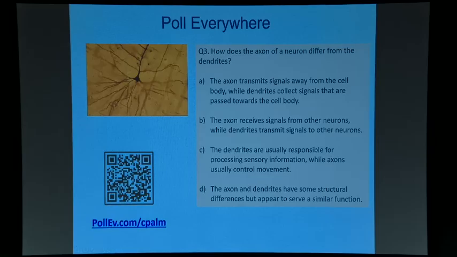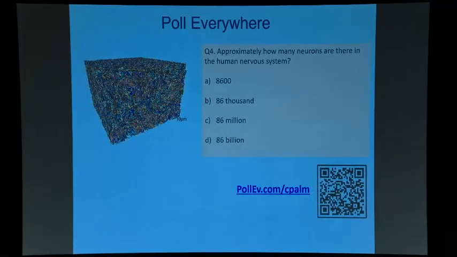Okay, and then one final question. It's about the number of neurons in our nervous system. Approximately how many of these neurons do we each tend to have? Is it 8,600, 86,000, 86 million, or 86 billion? Okay, so everybody pretty much got the right answer again. The answer is D.